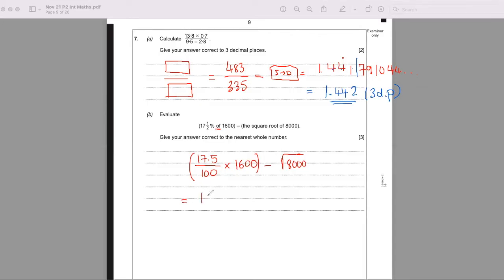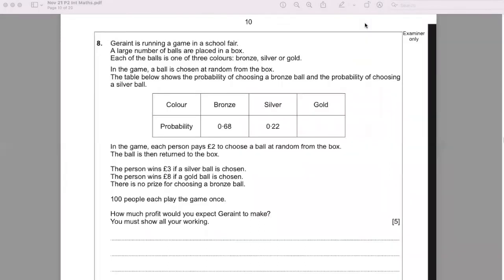In the calculator, the answer should be 190.557289. And it needs to be the nearest whole number. You just draw the straight line and then see. So that is 5, so you just round the 0 up to 1. Your final answer is 191. Easy, easy 3 marks there.